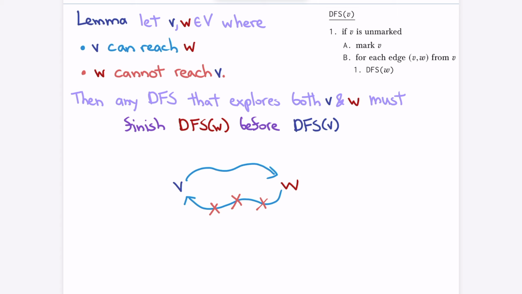Here's our lemma. Imagine you run DFS from some other vertex, and now focus on two other vertices in the middle of your graph, V and W. Suppose V can reach W, but W cannot reach V. The claim is, no matter where you start, any DFS that explores and marks V and W will finish DFS of W before DFS of V. If V and W both get explored, DFS of W will have to finish before DFS of V.